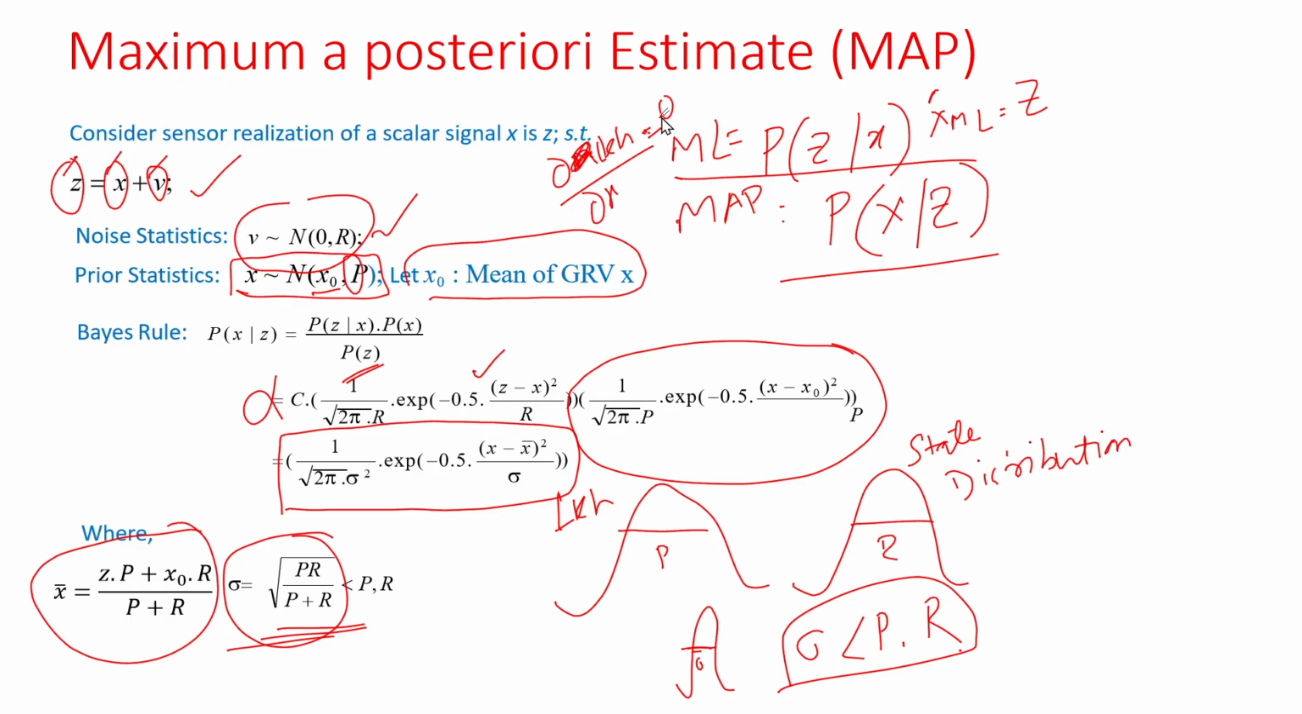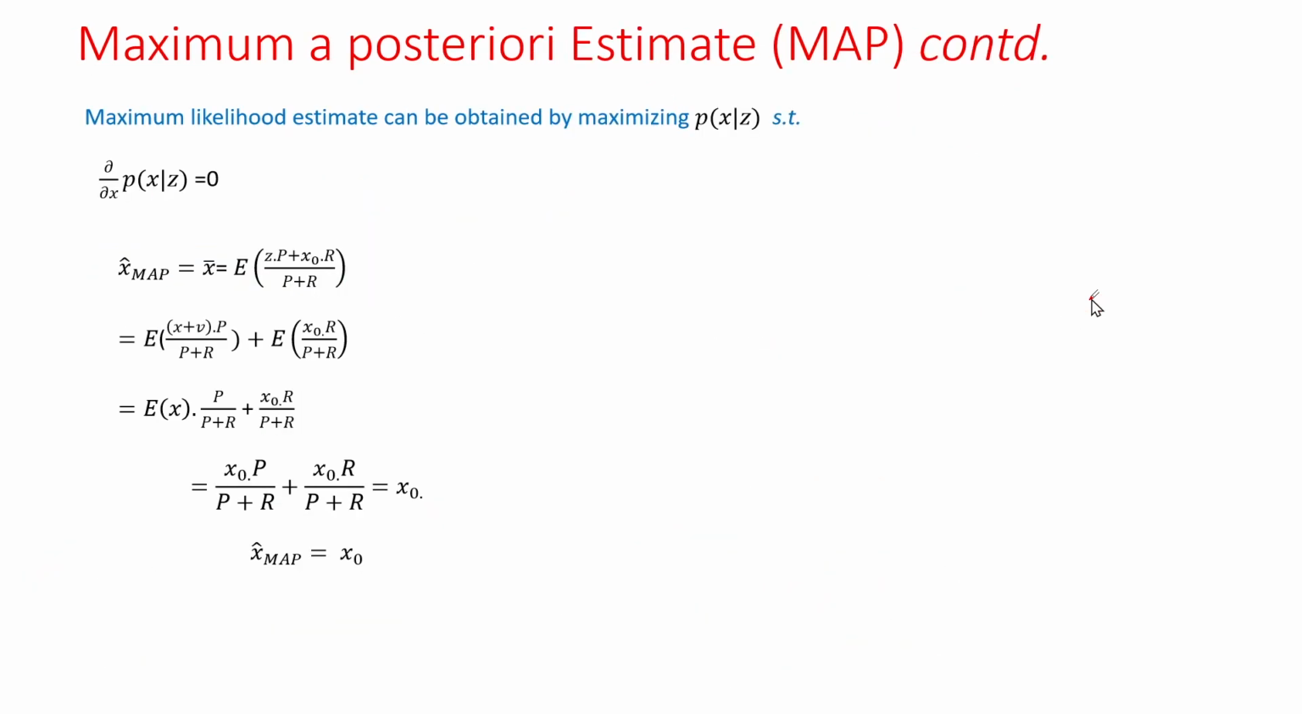Okay. And when you do MAP, it is probability of x given z. So, here also you have to do the same thing. So, del of MAP, or del of probability of x given z, by del of x to be 0. Okay. So, the same thing I have done here.